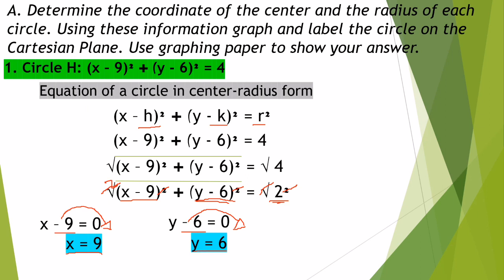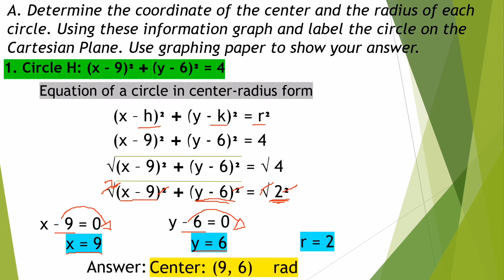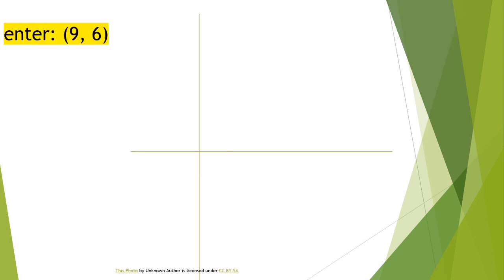At syempre, ang ating radius ay yung base na natira sa ating constant or on the right of the equation. So, ito ay r = 2. Therefore, ang ating coordinate for the center is (9, 6), and for our radius is 2. So, i-graph natin ang ating sagot. So, ang ating center ay (9, 6), at ang ating radius ay 2.